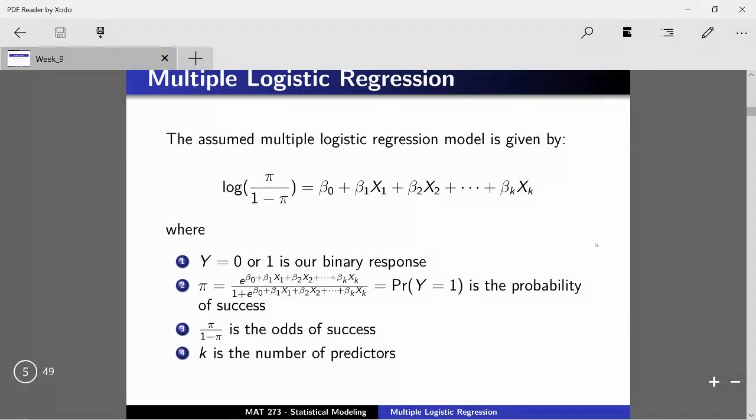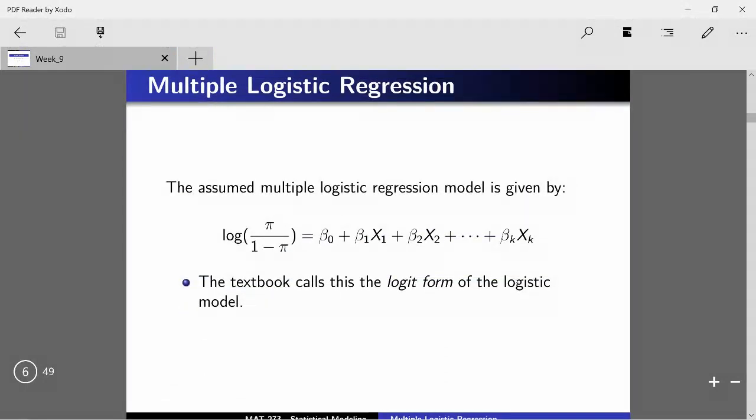And so the pi over 1 minus pi term here is called the odds. So we are actually modeling the log odds, where it's log base e, as a linear combination of our predictor variables. So this is a little bit different than multiple linear regression, where we're just directly modeling the mean response. Now we're modeling the log of the odds of success. So a little bit different form. And here we're assuming we have k number of predictors or explanatory variables.